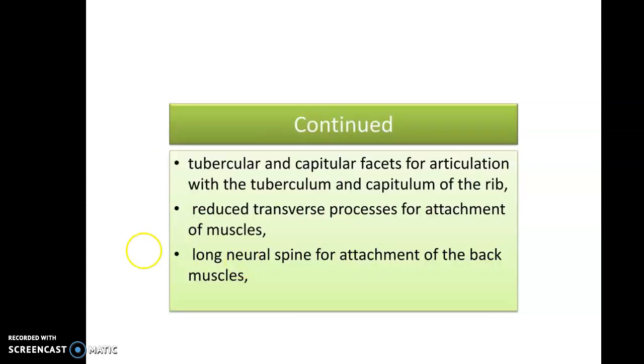These are the distinguishing features. Next slide we will learn about the lumbar vertebrae.